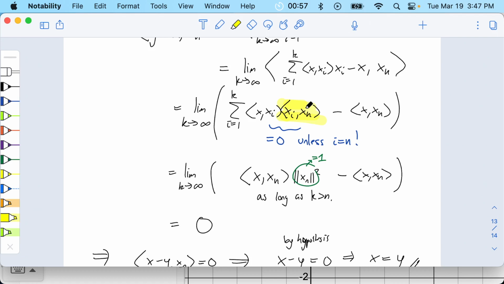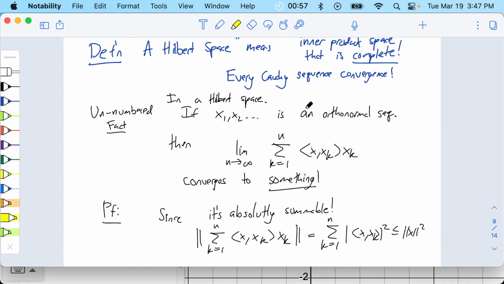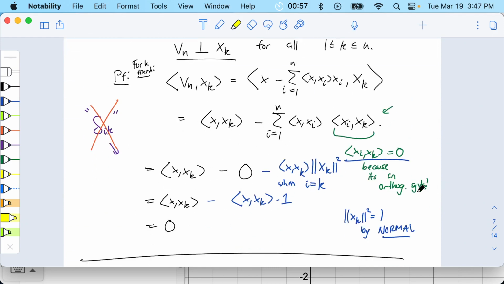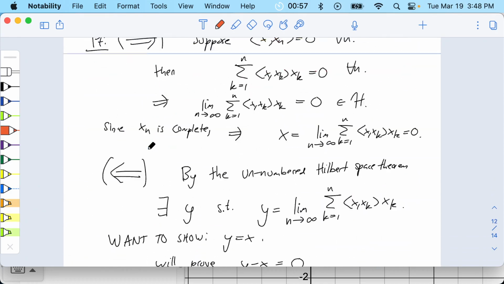Yeah. So this is the same trick as we used earlier when we did the vn, all the way back over here, right? The exact same trick as this guy, xi with xn. Yeah. So if I was a physicist, I would write this Kronecker delta on the board, but I won't do that. Okay. All right. Great question.